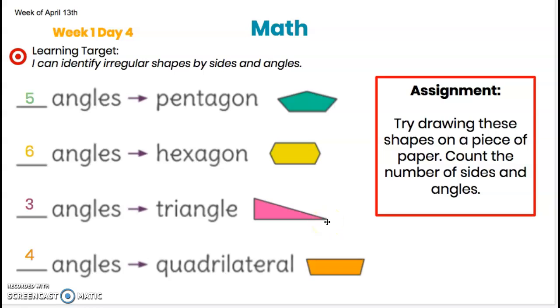Nice work. Next, you're going to be looking at a quadrilateral. We learned about quadrilaterals this week. They are 4-sided figures. They also have 4 angles. I want you to try drawing a pentagon, a hexagon, a triangle, and a quadrilateral on a scrap piece of paper. Then count your sides and count your angles.